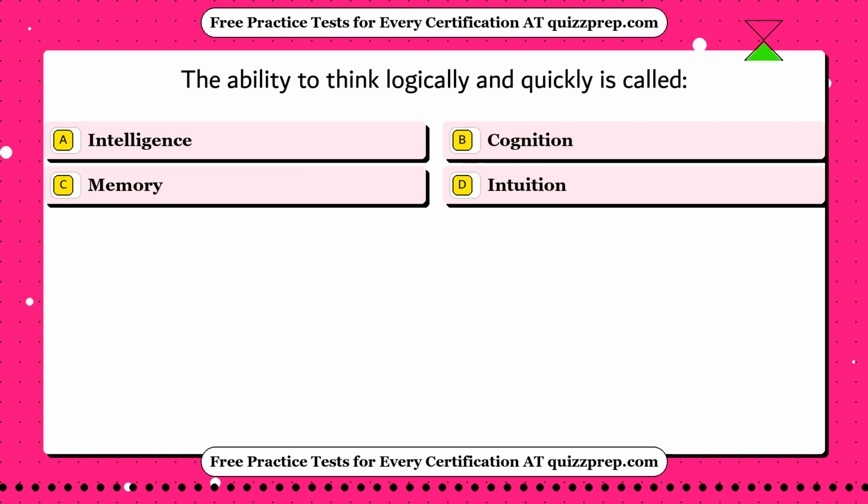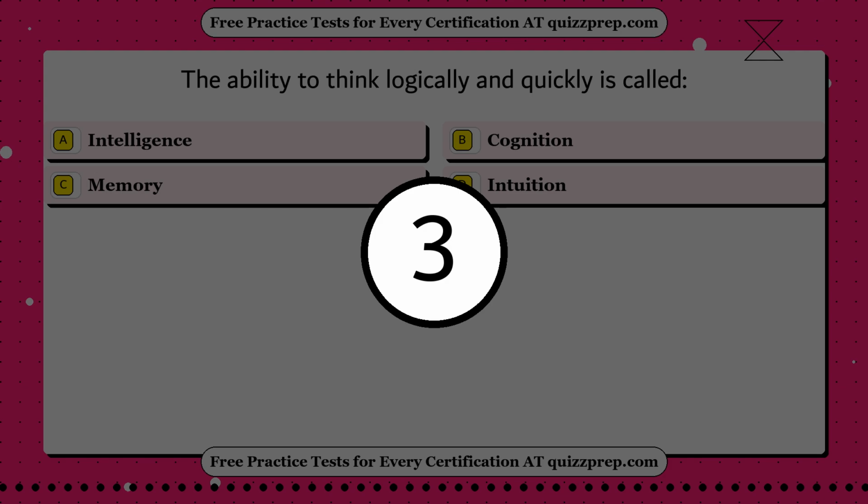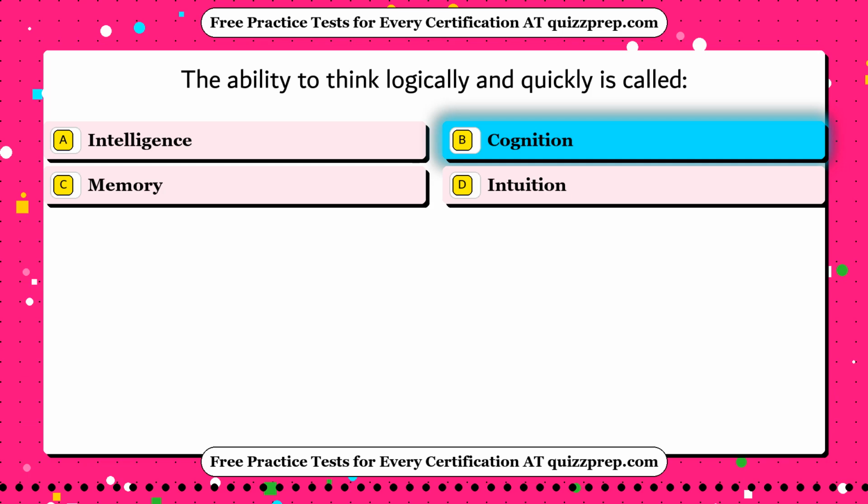Question 20. The ability to think logically and quickly is called: Option A, intelligence. Option B, cognition. Option C, memory. Option D, intuition. The correct answer is Option B, cognition.